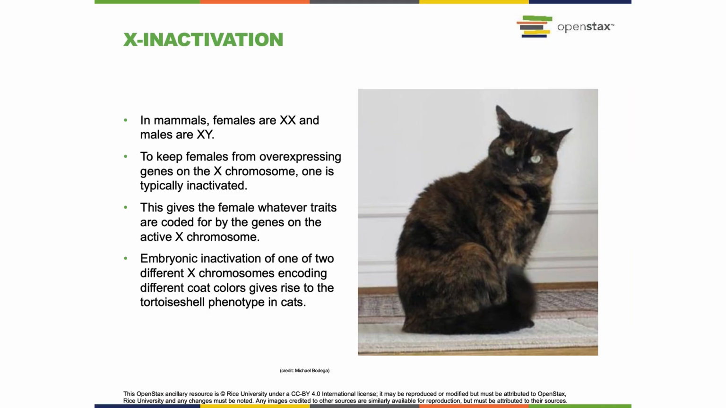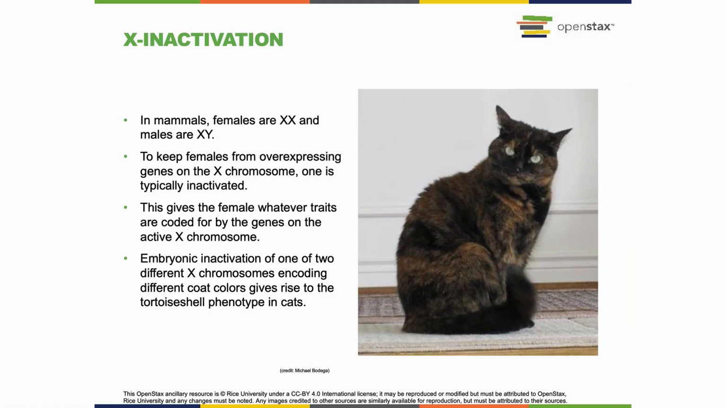X inactivation. In mammals, females have 2 X chromosomes and males have an X and a Y. But in females, a female doesn't express the genes on both the X chromosomes. All right, what does it mean? When you express a gene, you use the gene to build a protein. But if you've got 2 X chromosomes, you've got double the genes that are on an X chromosome from a male. If you express them both, you'd have double the protein production.